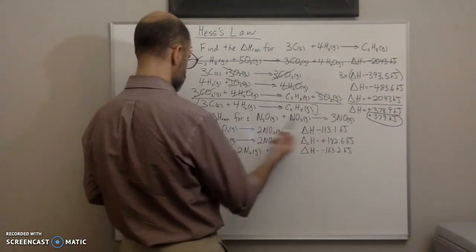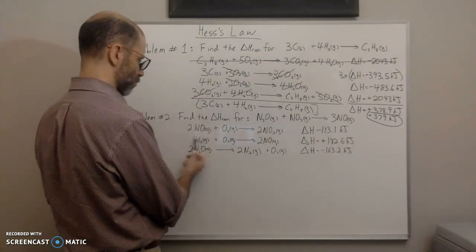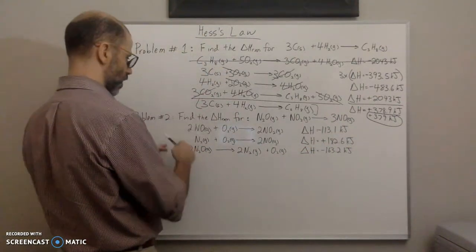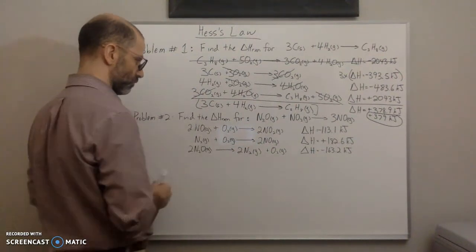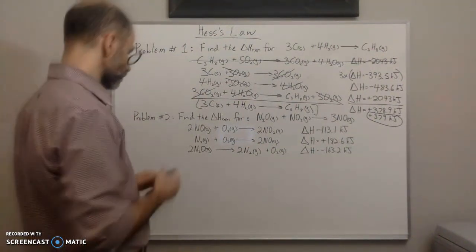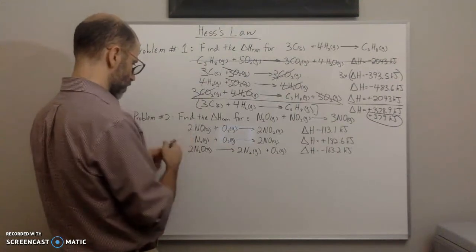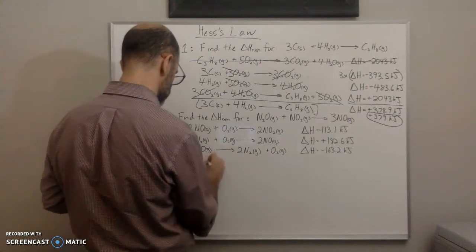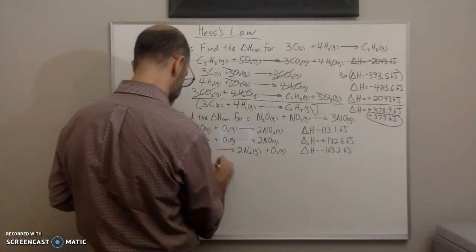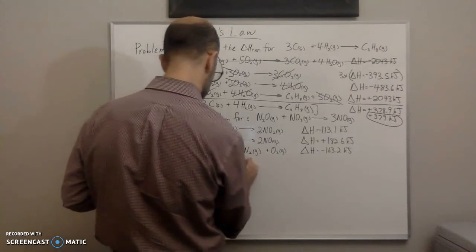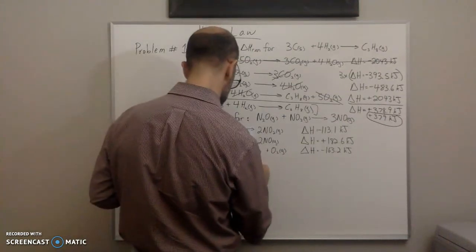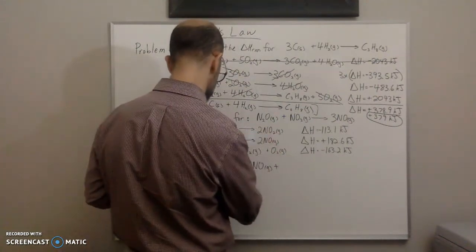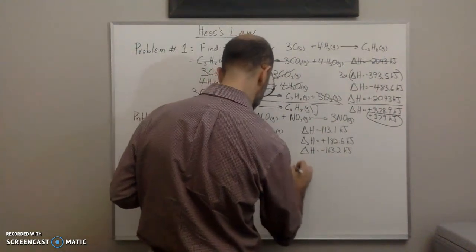So once again, I have NO as a reactant, but here I have it as a product. So I'm going to have to switch this around, and I'm going to have to reverse it. So I have 2 NO2 gas is going to go to 2 NO gas plus oxygen gas.